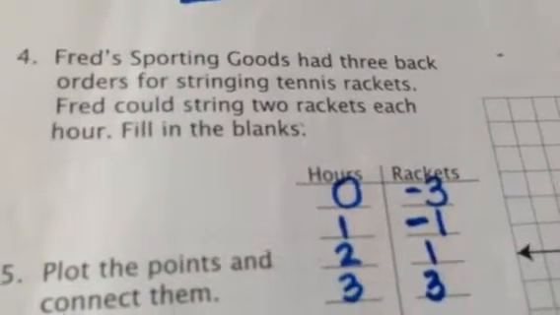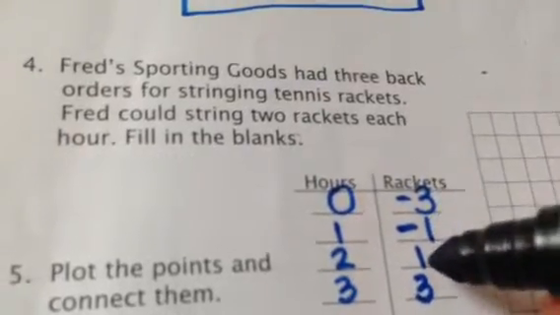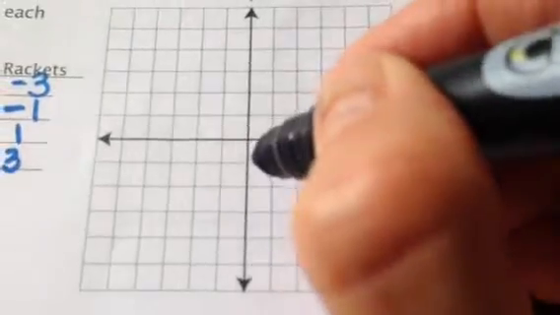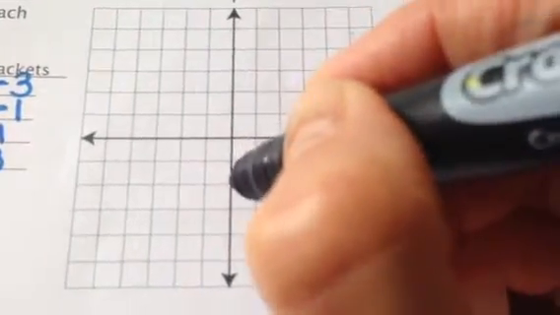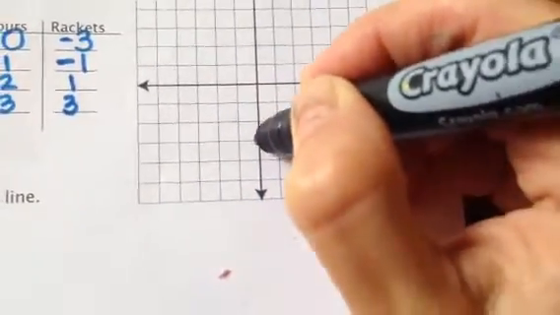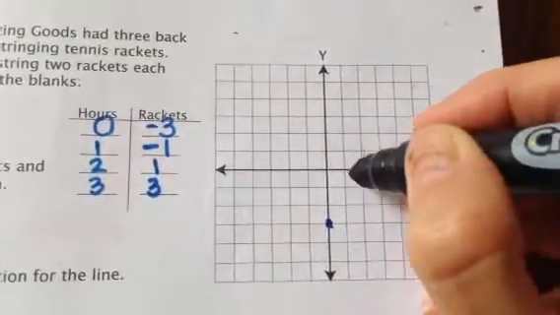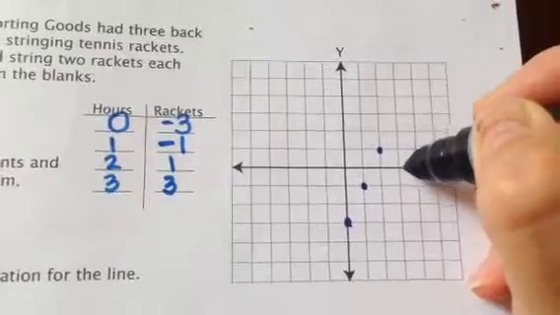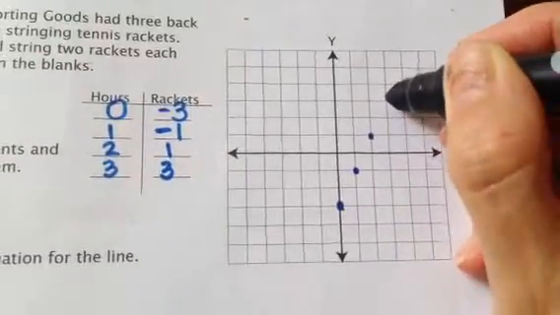Go ahead and plot those points. Just notice I kept adding 2 every hour. So I've got 0, -3. So go nowhere on the x, down 3 on the y. So we're right there. We have 1, -1, 2, 1, and 3, 3. 1, 2, 3, 1, 2, 3.